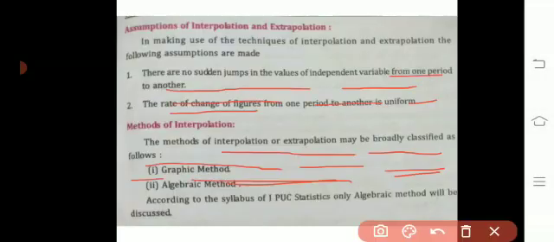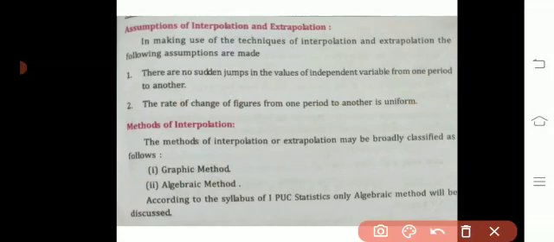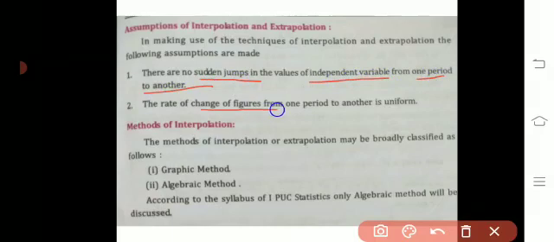Now what are the assumptions of interpolation and extrapolation that we will see. The first assumption is there are no sudden jumps in the values of independent variable from one period to another. And one more assumption is that the rate of change of figures from one period to another should be uniform. So these are the two assumptions of interpolation and extrapolation.